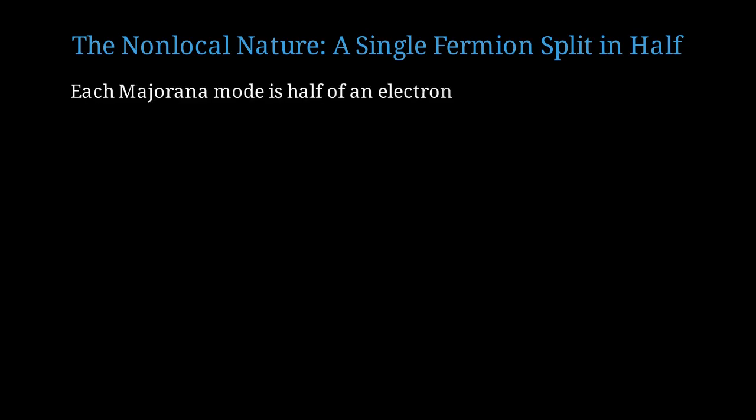Now here's where things get truly weird. Let me explain the non-local nature of these Majorana modes. A regular electron is a complex fermion, with both real and imaginary parts to its wave function. A Majorana mode can be thought of as just the real part or just the imaginary part. It's like splitting the electron into two pieces.